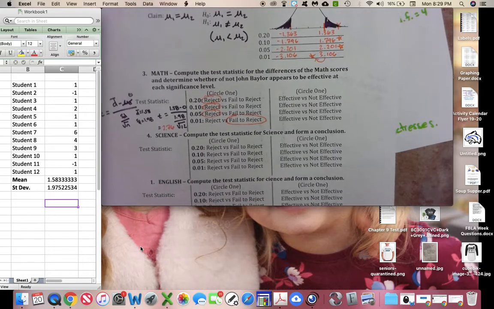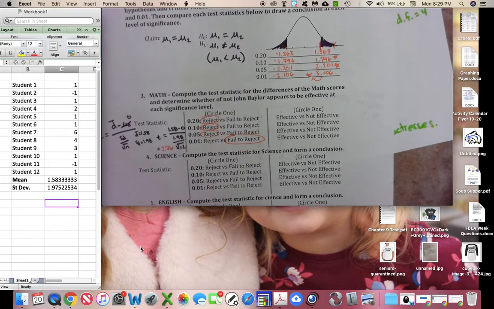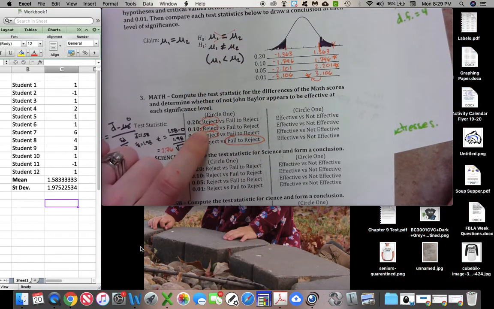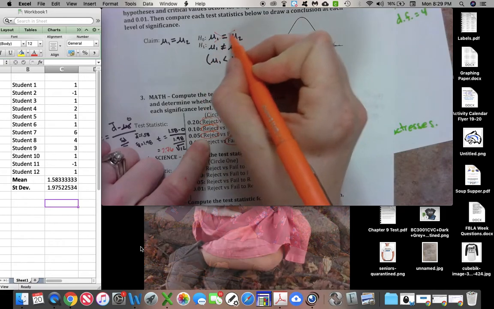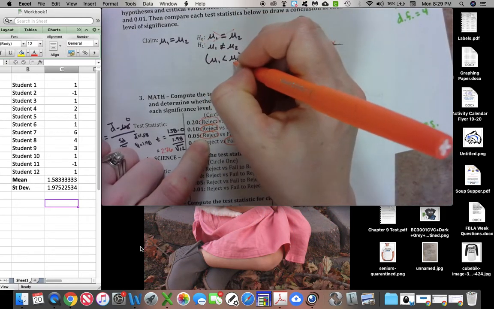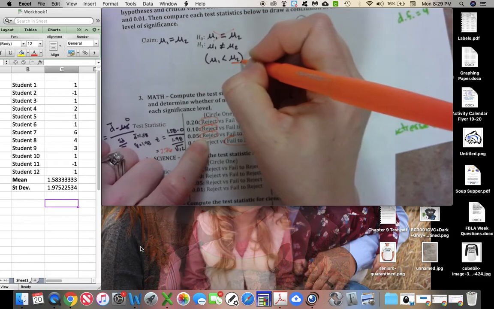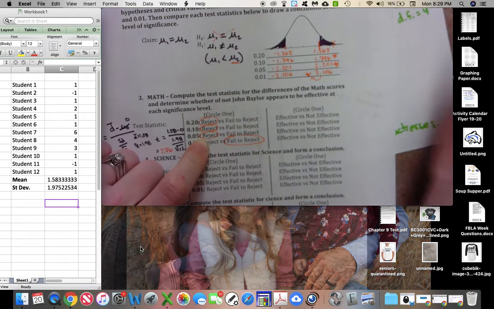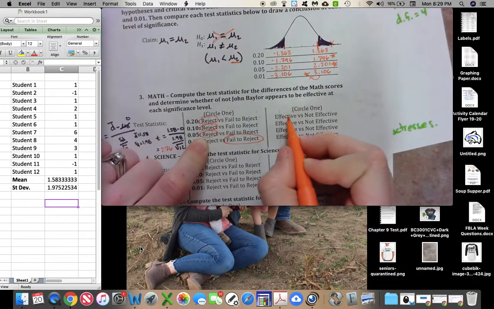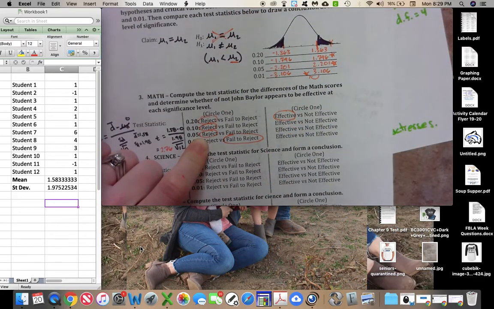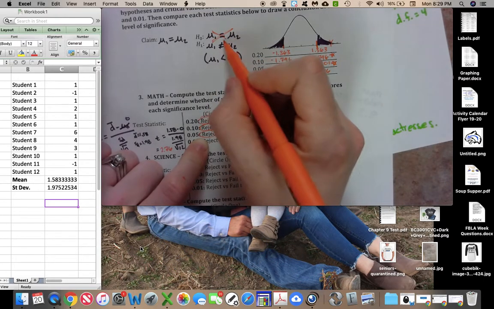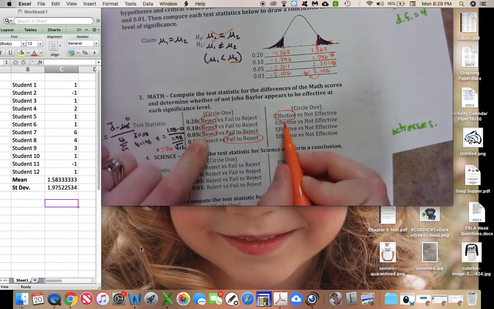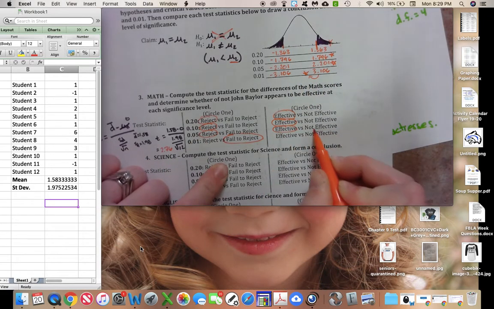Okay, so now what does this mean? Effective versus not effective. Okay, so we are rejecting this thing in these first three examples, which means we're saying that they are not equal to each other, which means that we're saying that John Baylor did have an effect, and the second time around our scores were higher than the first time, okay? So if we reject this, then we're saying that John Baylor is effective, okay? If that makes any sense at all. The scores are not equal to each other. The second time around was higher than the first time around. So effective, effective, effective, not effective, okay?